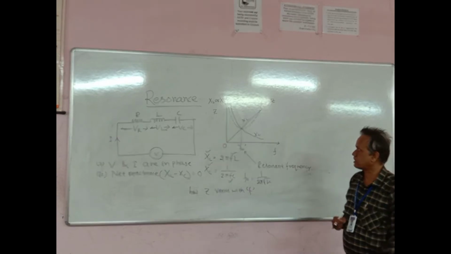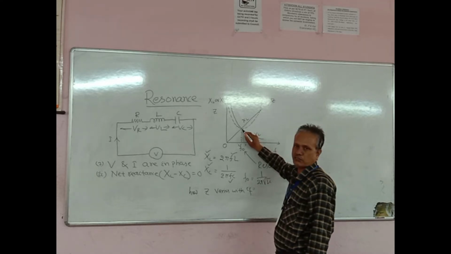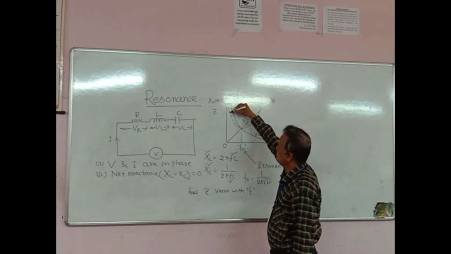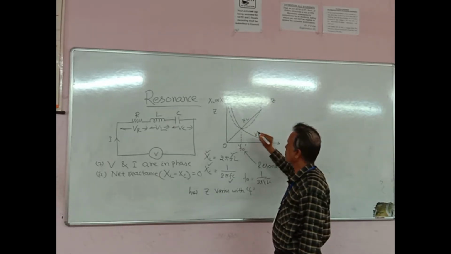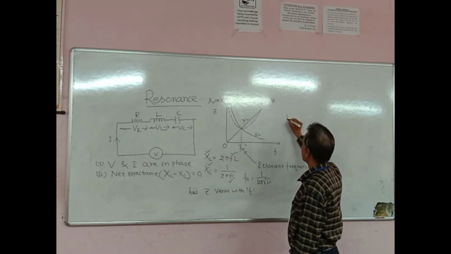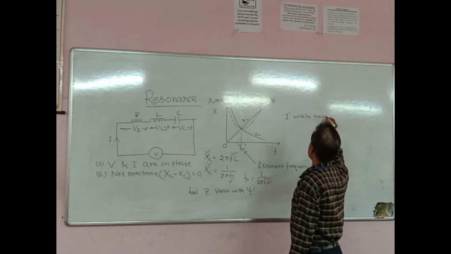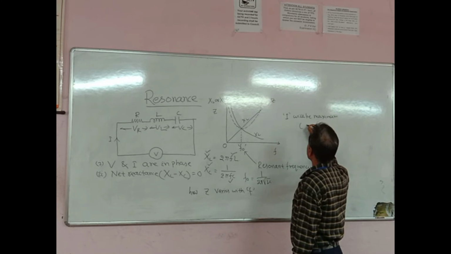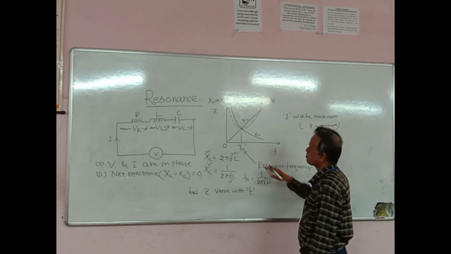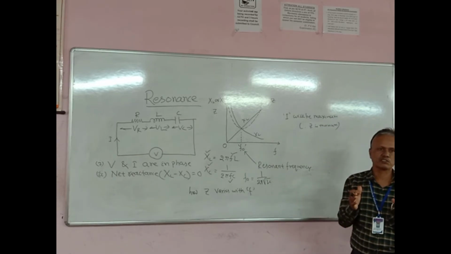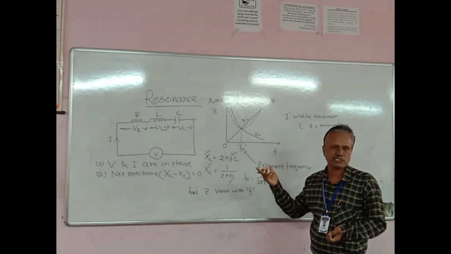So this curve Z, mark this, when it crosses the resonant frequency, at that point the Z value is minimum. So due to this minimum, in the series RLC circuit, the current will be maximum, because Z is minimum. That is why at resonance condition we get the maximum current. Due to this, it is also called the acceptor circuit.